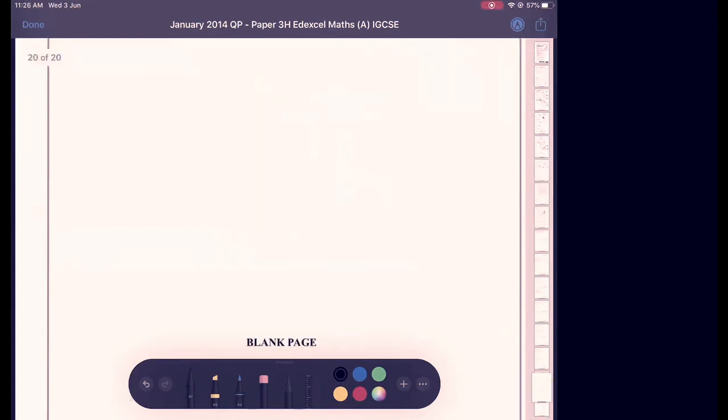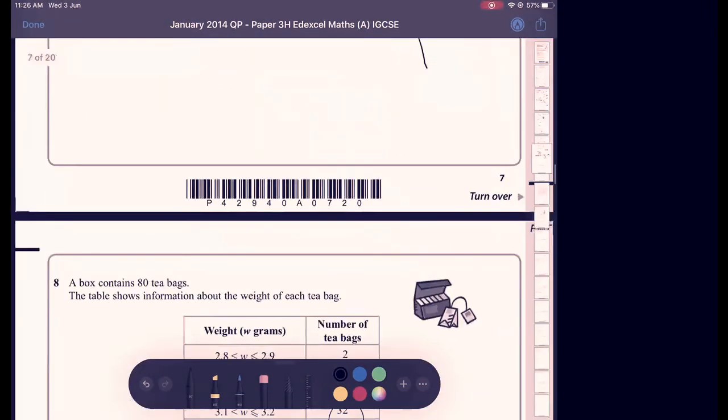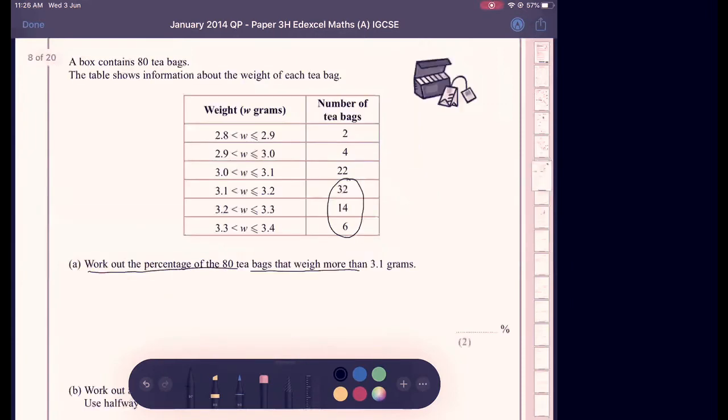No, wait. 22 plus 32 plus 14 plus 6. Or no, is it not the last 3? Last 3, right? Yeah. So 32 plus 14 plus 6 is 52. So 52 divided by 80, which is 0.65. So 52 divided by 80 multiplied by 100.